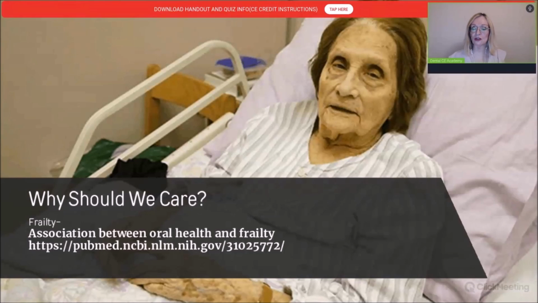Certainly, frail patients deserve the same oral health as the rest of us. And we want to try to avoid this at all costs because it's a slippery slope. You don't often turn around from frailty.